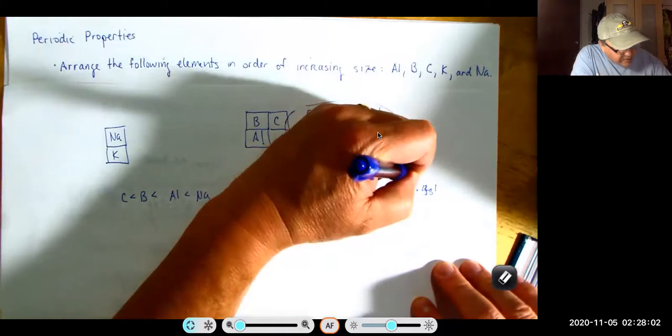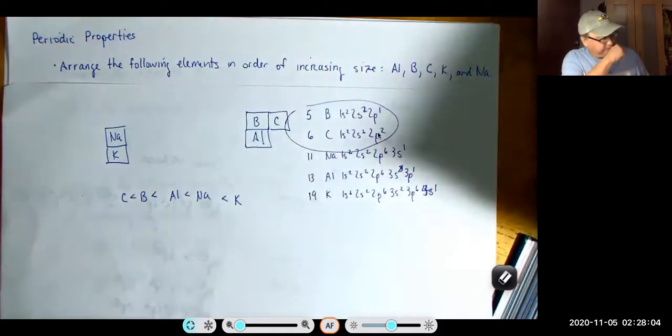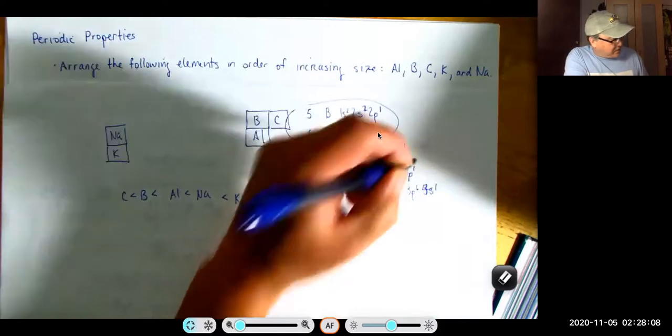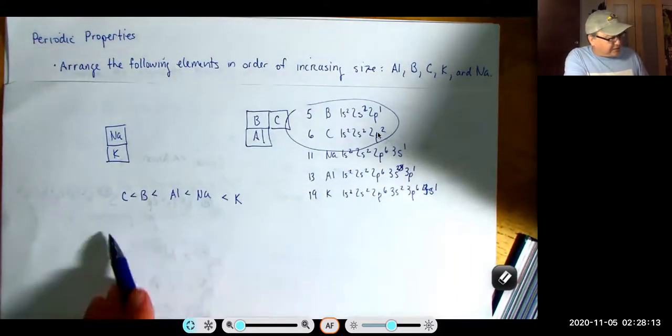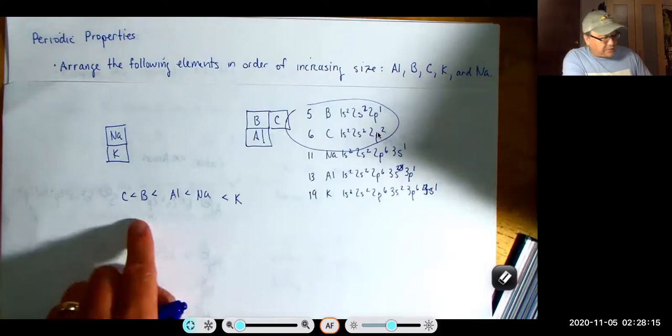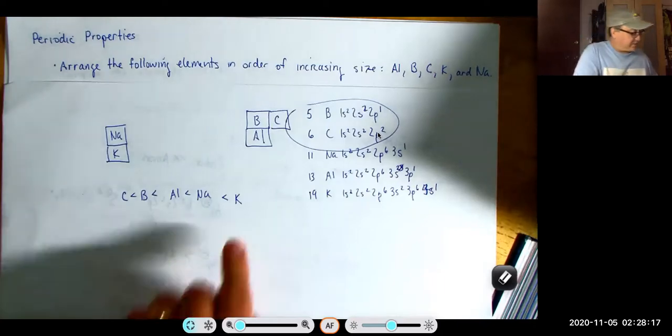Why do I have this as 3s2? This should be 3p1. Bad Tony. Okay, so this is the increasing size. So we want to have small size to the left and large size to the right.